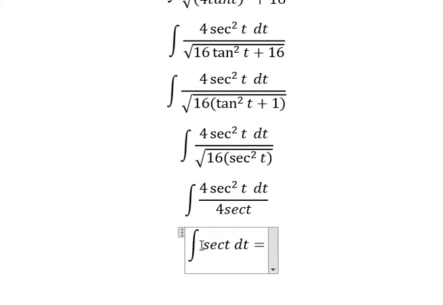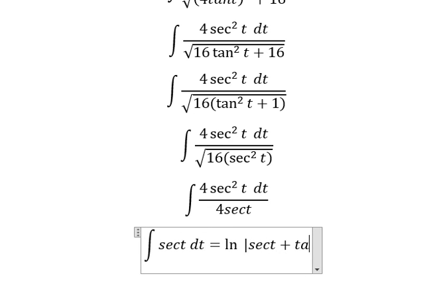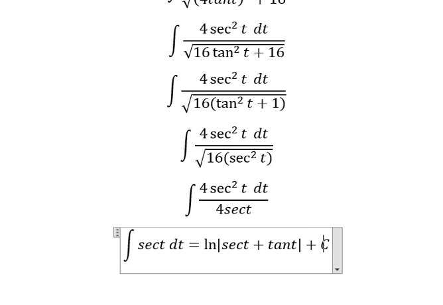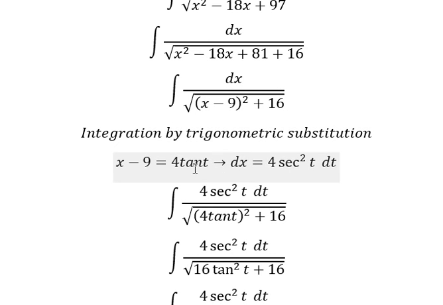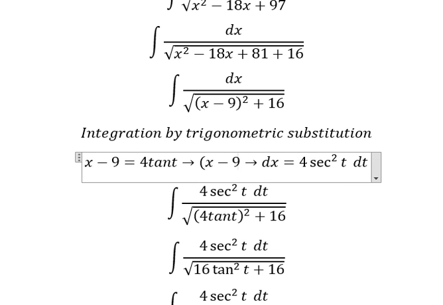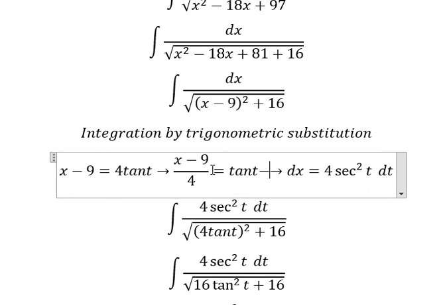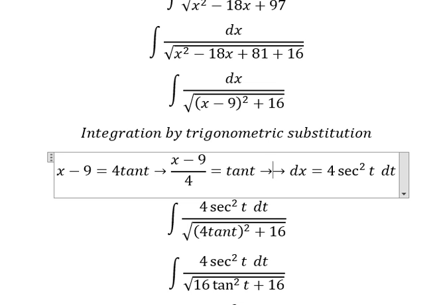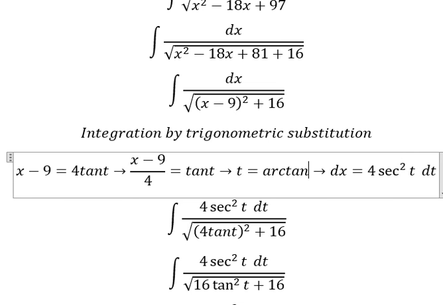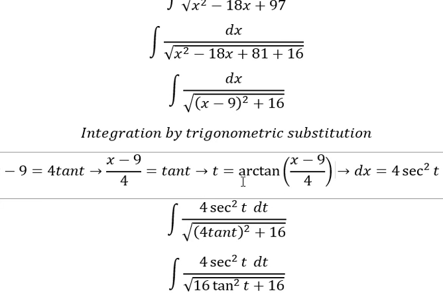The integration of this one, we have ln of the absolute value of secant of t plus tan t, and I will put c. About t, that is about this one. So we divide both sides by number 4. And now we can find the value of t equals arctan of this one. So I will put this one to change for t.